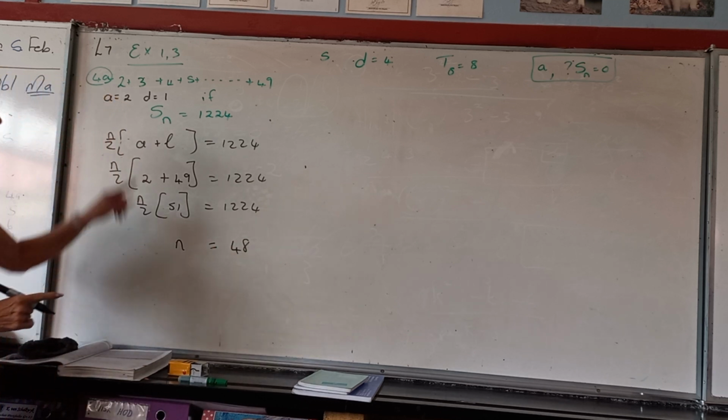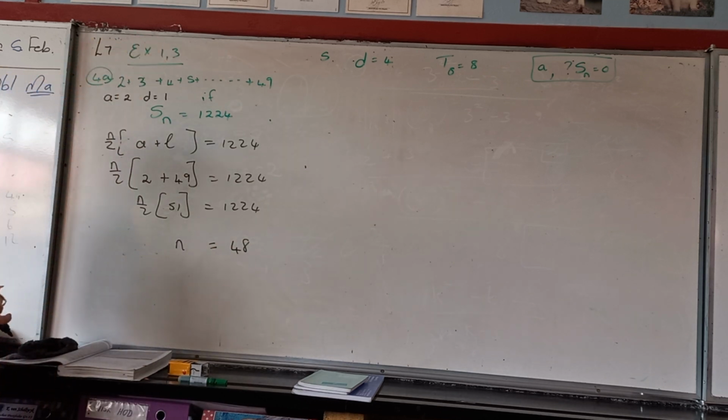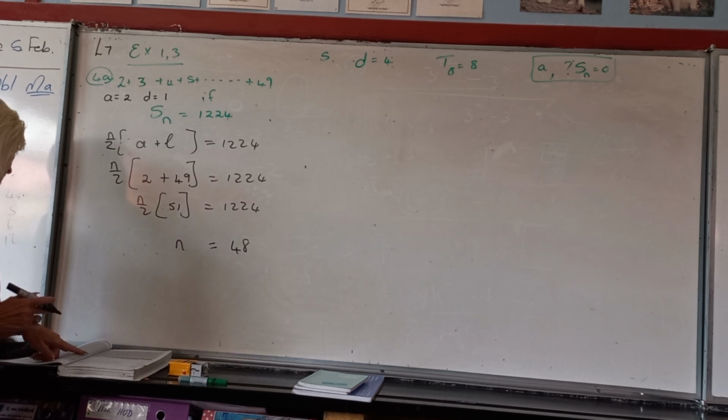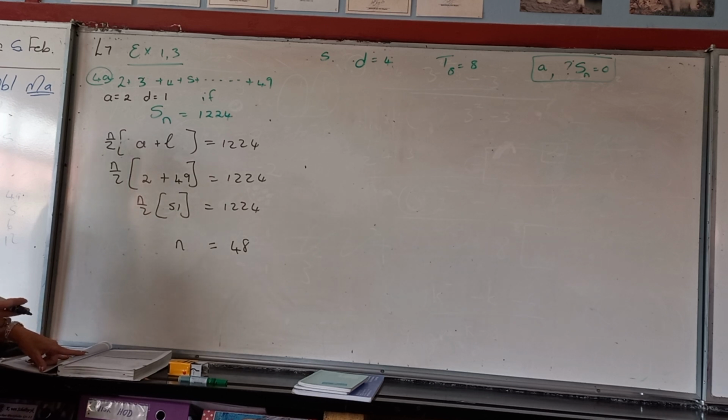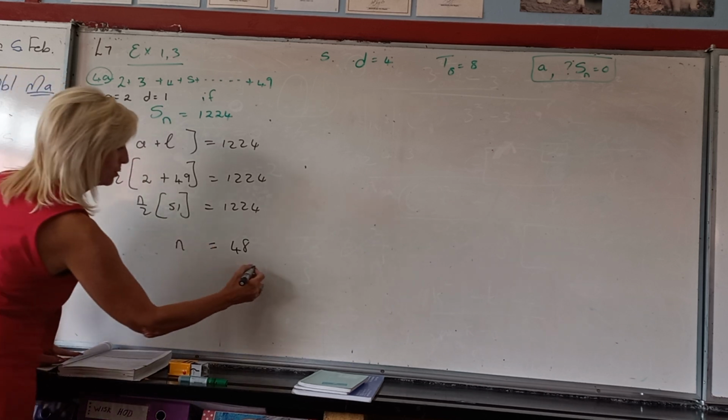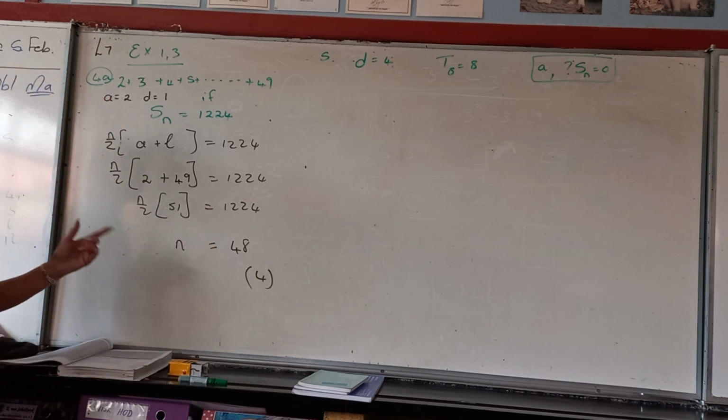So that tells me that there are 48 terms. Now guys, the question says, how many terms will there be if the sum is 1224? Couldn't you have just looked at this and said there are 48 terms? Are you seeing this? Yes. Now I want to reason this out with you, but the question was worth 3 or 4 marks. And you just say there are 48 terms. I think they're going to give you the full marks.